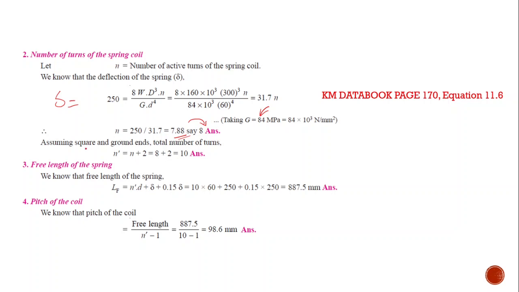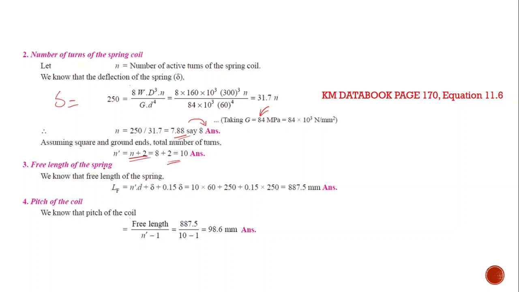Then assuming square and ground ends, we know that the total number of turns is equal to number of active turns plus 2. Here the number of active turns is equal to 8. Then total number of turns is equal to 8 plus 2, that is equal to 10. These are all discussed during the theory portion of the designing of springs.